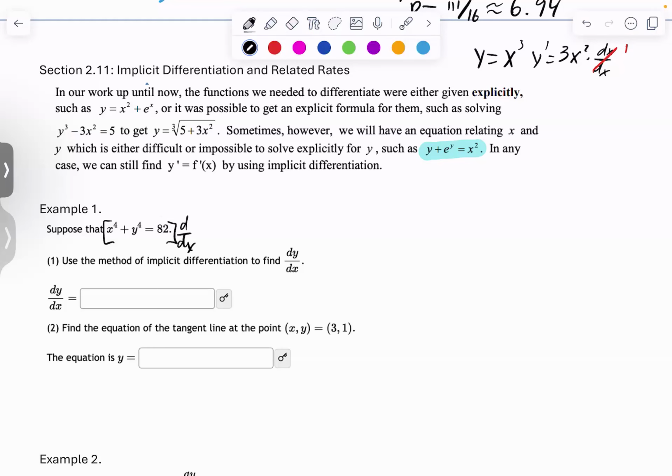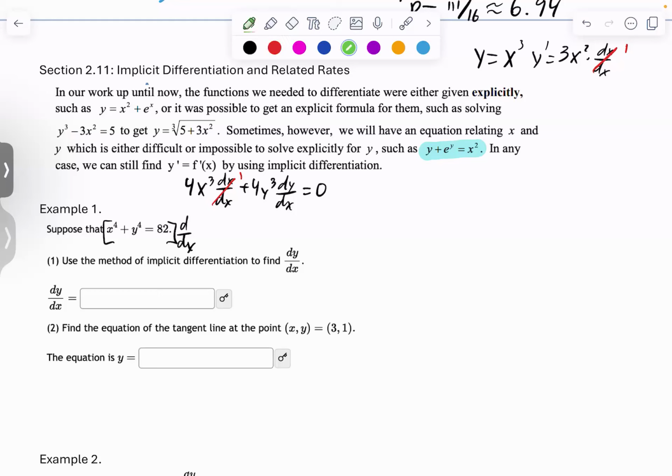well, that's going to give me 4x to the third dx over dx plus 4y to the third dy dx equals 0. And it's 0 because 82 is a constant. Derivative of a constant is 0. Now, I want to point out I didn't need to write this because that's just 1. However, dy dx, that's my goal. That's what I'm shooting for. That's what I'm trying to get by itself.